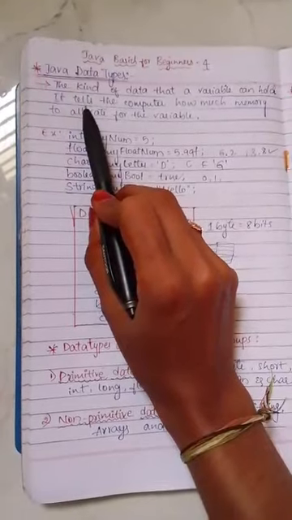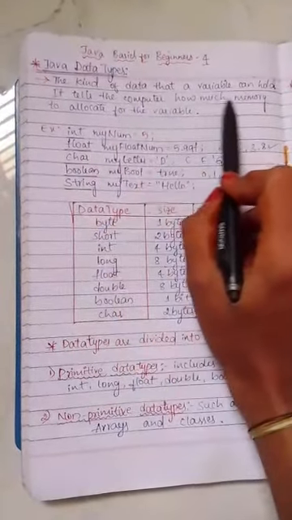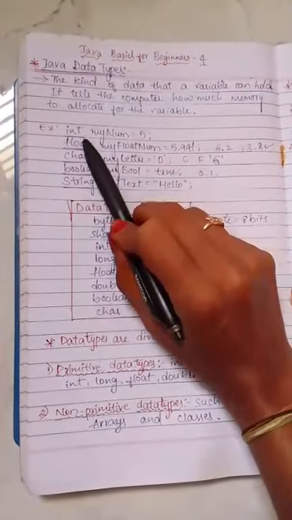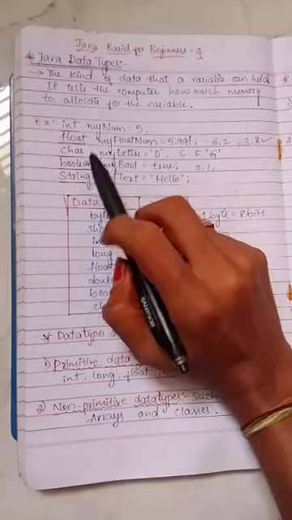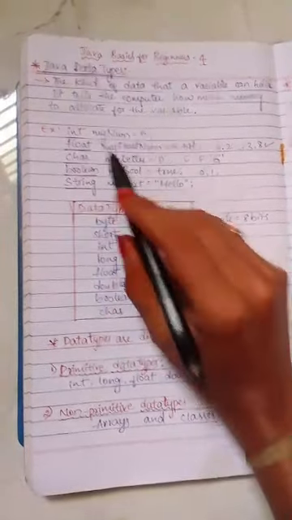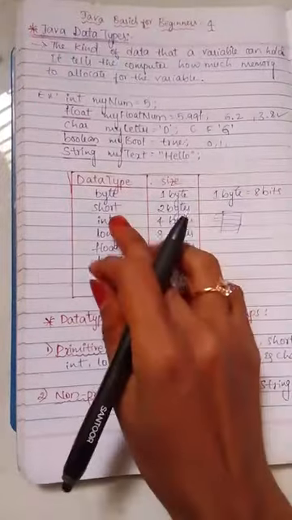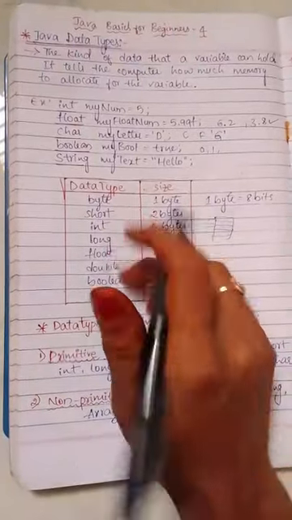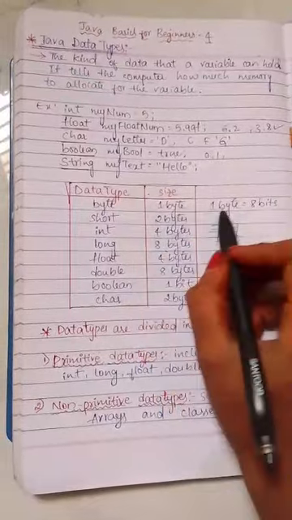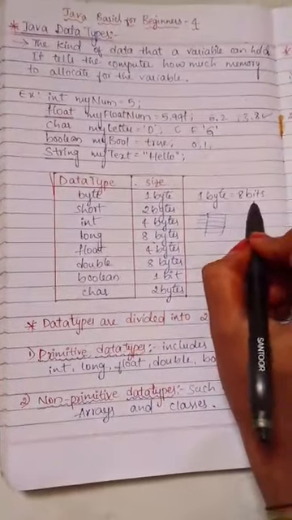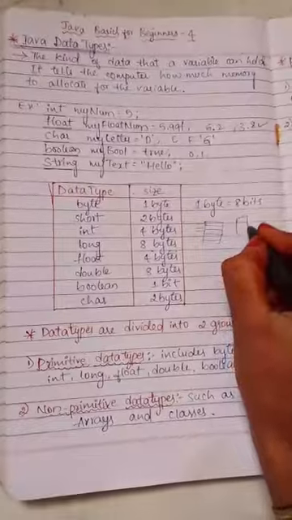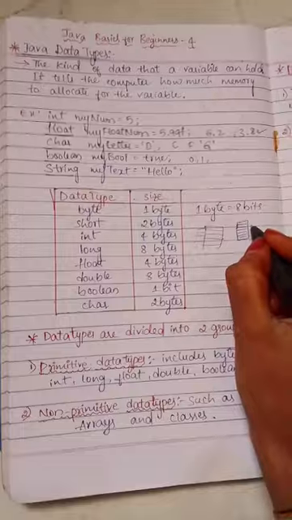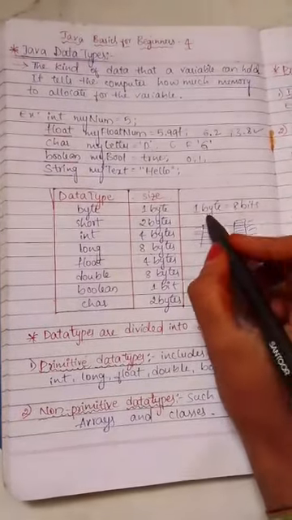And here one more point. The data types tell the computer how much memory to allocate for the variable. Means each of the data types has its own size. I'll tell you later. Here you can see the data type and its size. Byte is 1 byte. 1 byte means 8 bits. We have 8 bits: 1, 2, 3, 4, 5, 6, 7, 8. 8 bits means 1 byte.